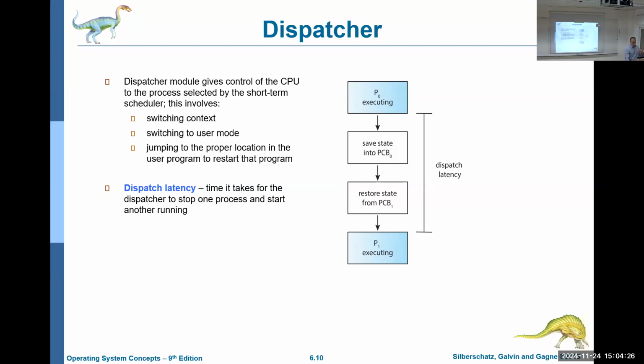We restore PCB 1. Didn't we have some other functionality that did that, not called the dispatcher? That saved the state of the previous register. No, that's called the dispatcher. It's called switching context, or context switch. Switching to user mode.